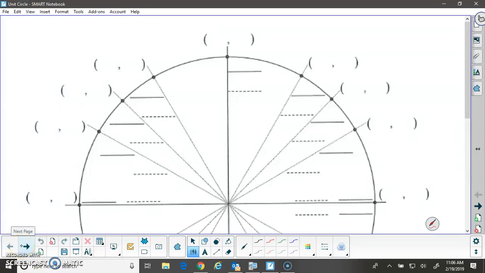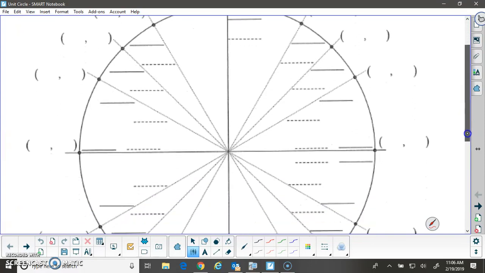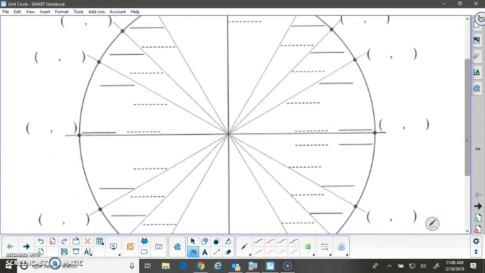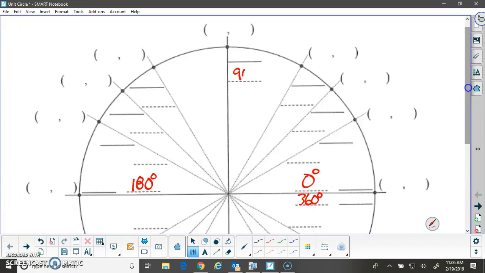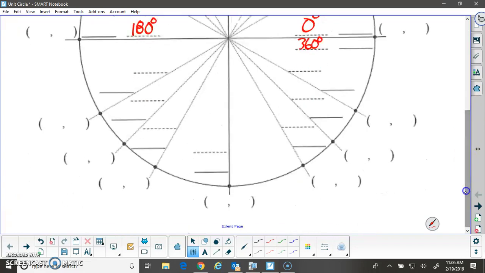With the unit circle, we put angle measurements on the inside. So we start over here at the positive x-axis, which is 0 degrees. Go all the way around would be 360 degrees. Halfway around would be 180 degrees. At the very top would be 90 degrees. The bottom would be 270.